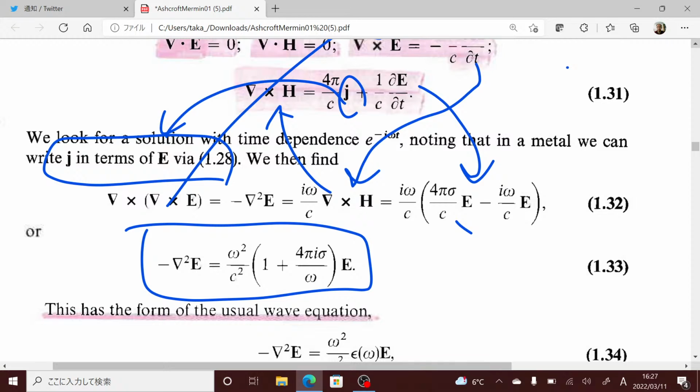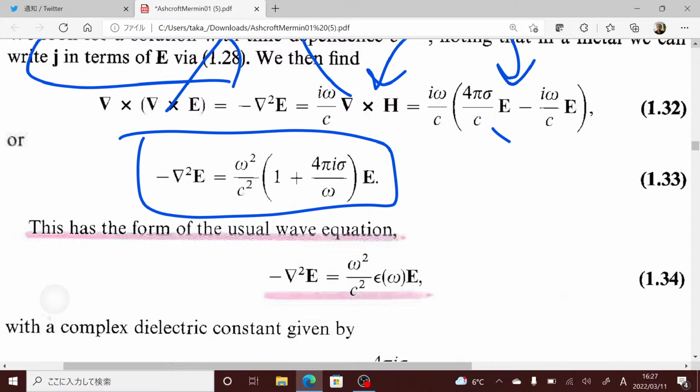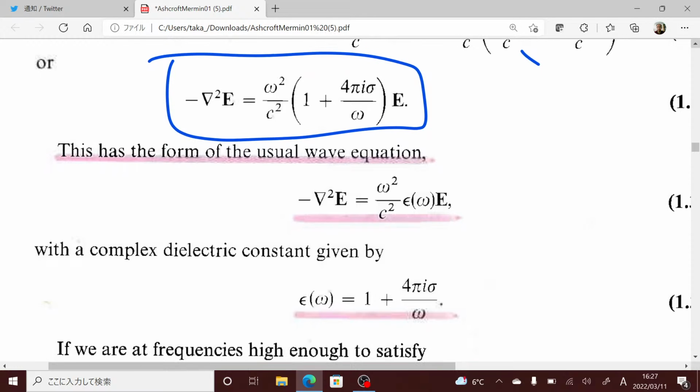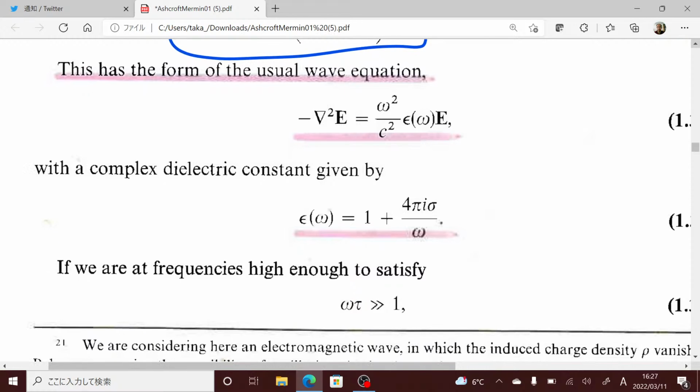this has the form of the usual wave equation. Really. Minus nabla squared E equals ω squared divided by c squared epsilon of ω times E, with a complex dielectric constant given by ε(ω) equals 1 plus 4πiσ divided by ω.